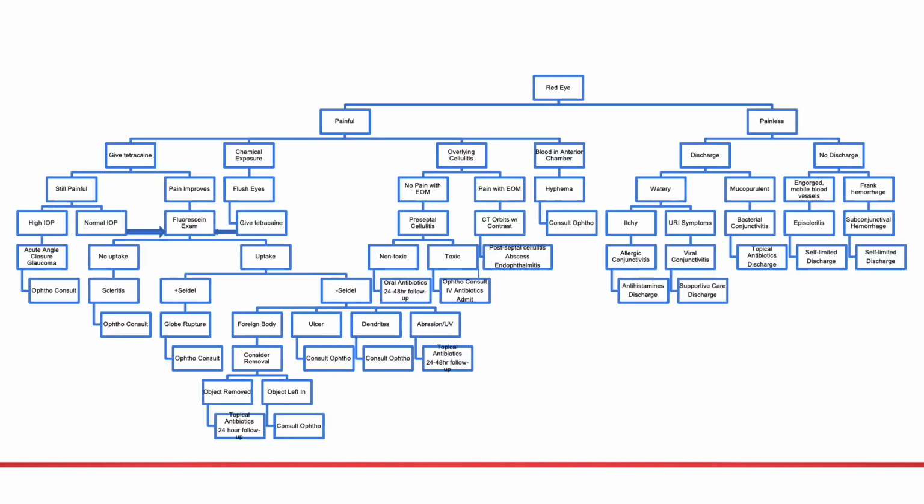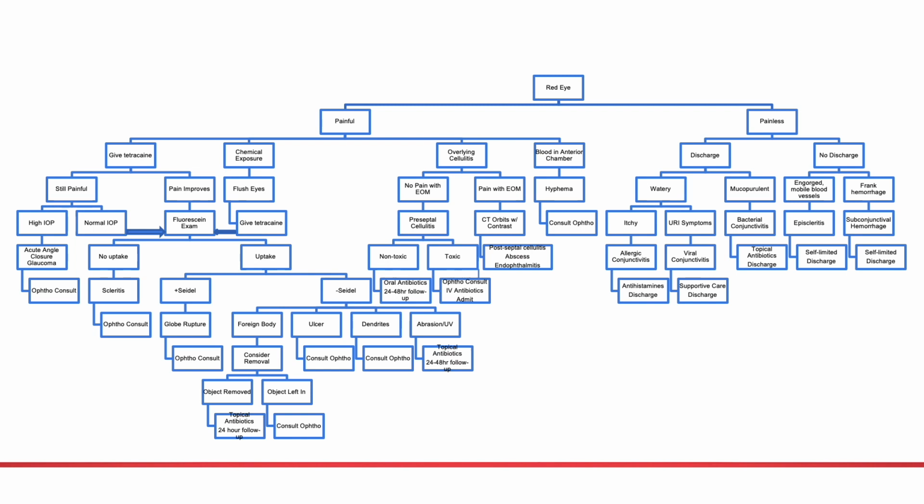Now, here is what I put together, taking a look at all of these things that we were talking about before. This is a chart, a flow sheet that you can use, starting with the red eye and going down to see if you can figure out what exactly is going on. Biggest thing, as you can see at the top, that first branch point is painful and painless.